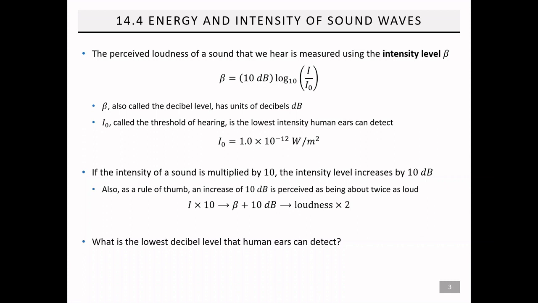Now, intensity is indeed related to what we hear when we hear a sound or a sound wave. However, it's a relatively inconvenient scale, and we prefer the decibel scale. So we say the perceived loudness of a sound that we hear is measured using the intensity level beta, where this fancy B is the Greek letter beta. Beta is defined as 10 decibels times the log base 10 of the intensity divided by I0.